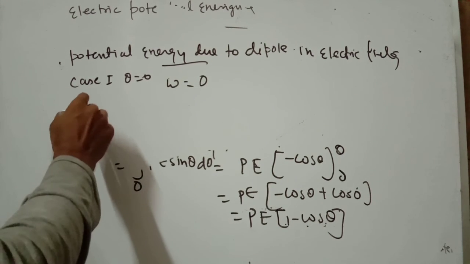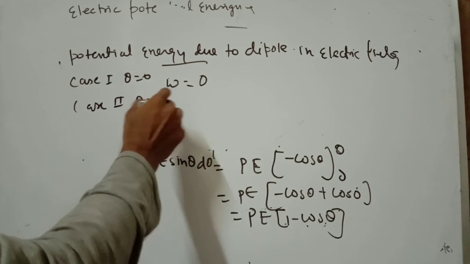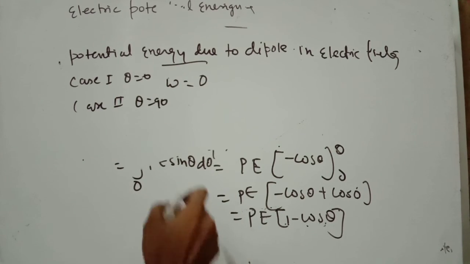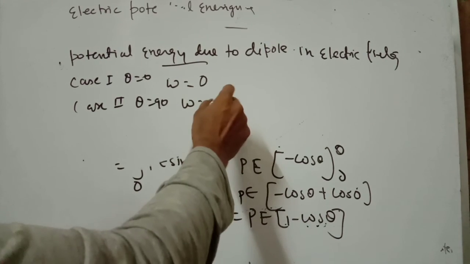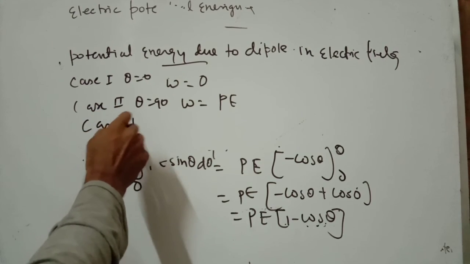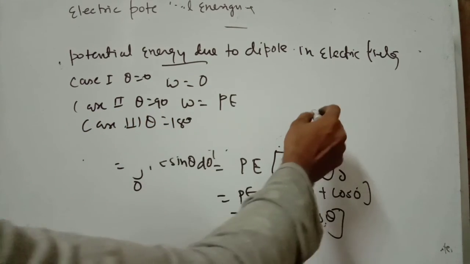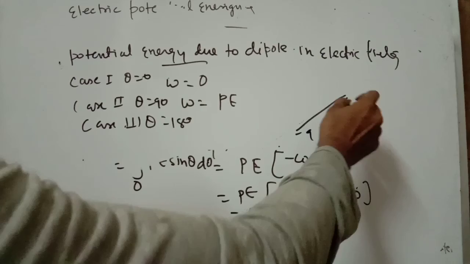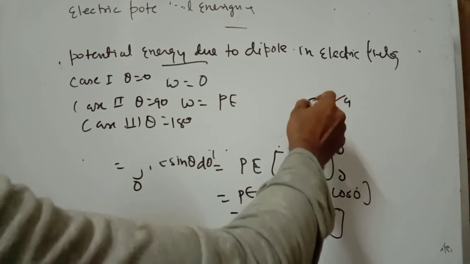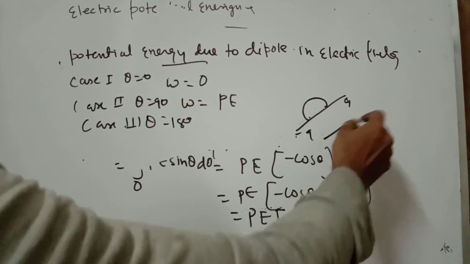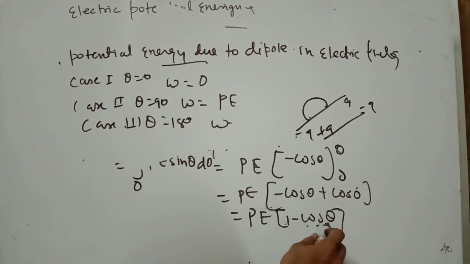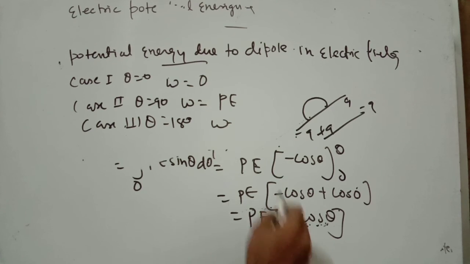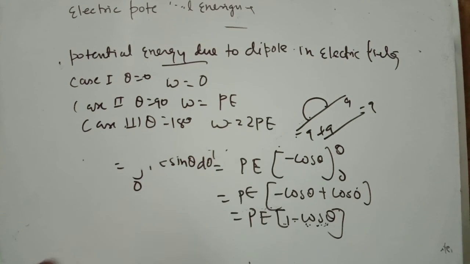Case 2, if theta equals 90 degrees, that means the dipole rotates by 90 degrees, so the work done is, cos 90 is 0, so you can write P E. Case 3, if theta equals 180 degrees, the dipole rotates completely by 180 degrees. Then the work done is, cos 180 is minus 1, so minus minus plus, it becomes twice P E. So this is the potential energy due to a dipole in an electric field.